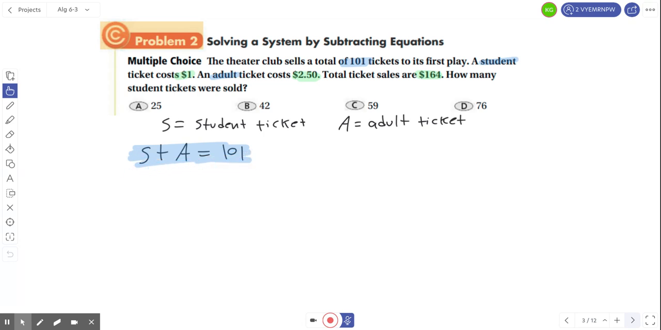All right, let's write the green equation. So s times 1, because they're worth $1, plus a times 2.50. Let's write that like a real equation. So 1s is just s, and then 2.5a is $2.50 for an adult ticket, and that's going to equal 164. Cool.